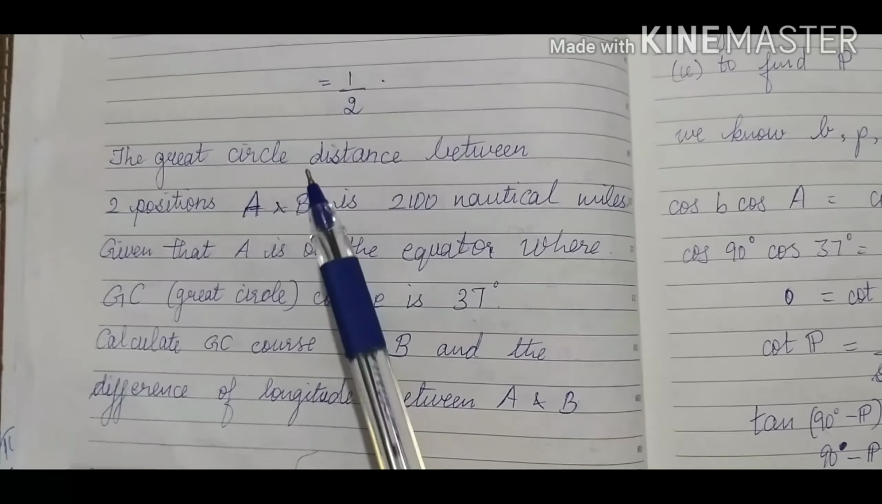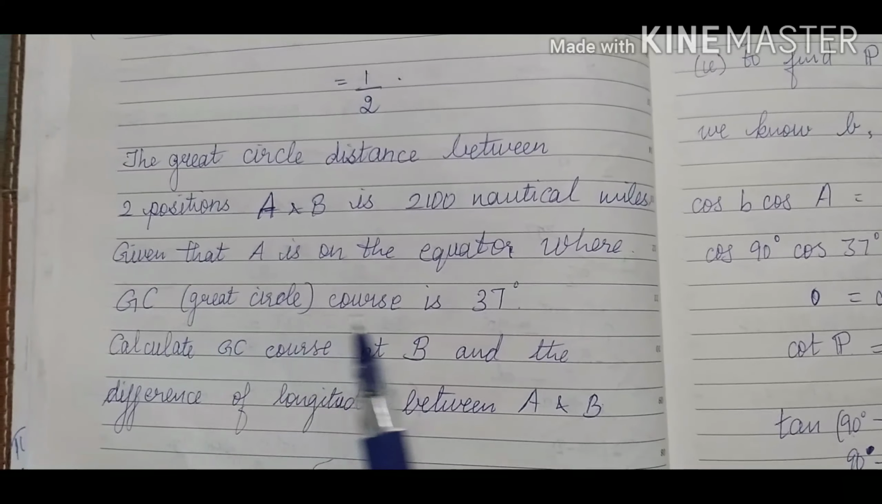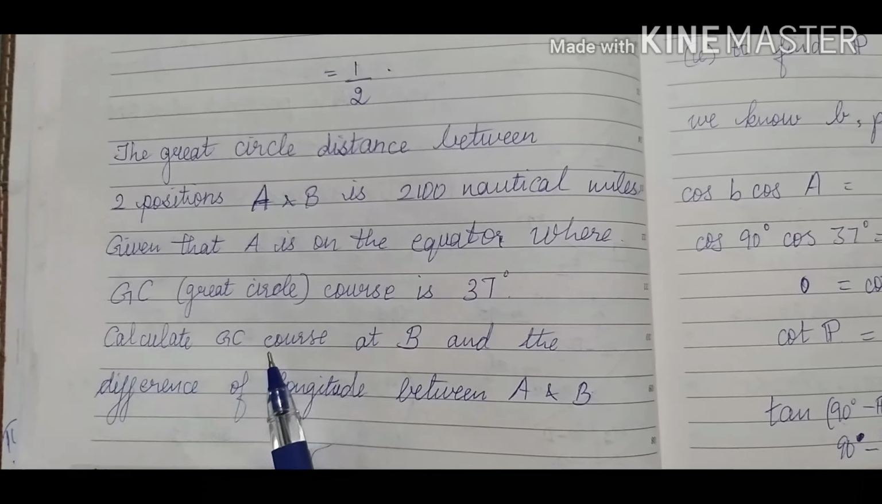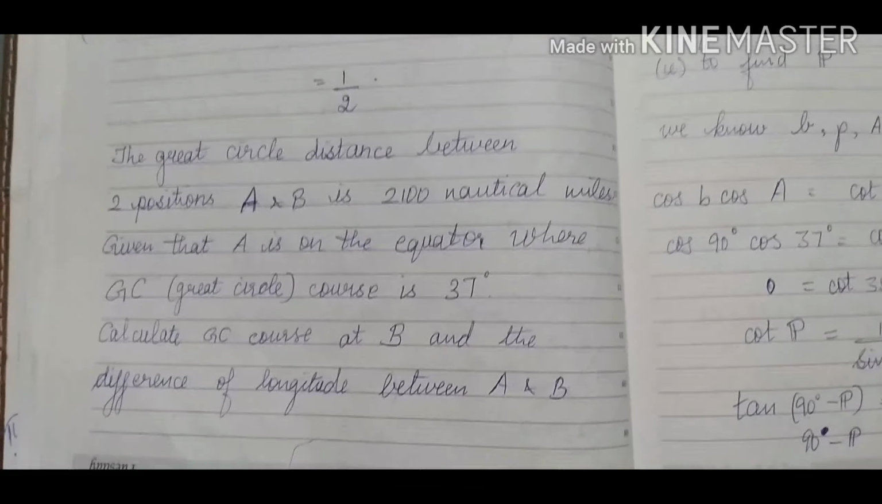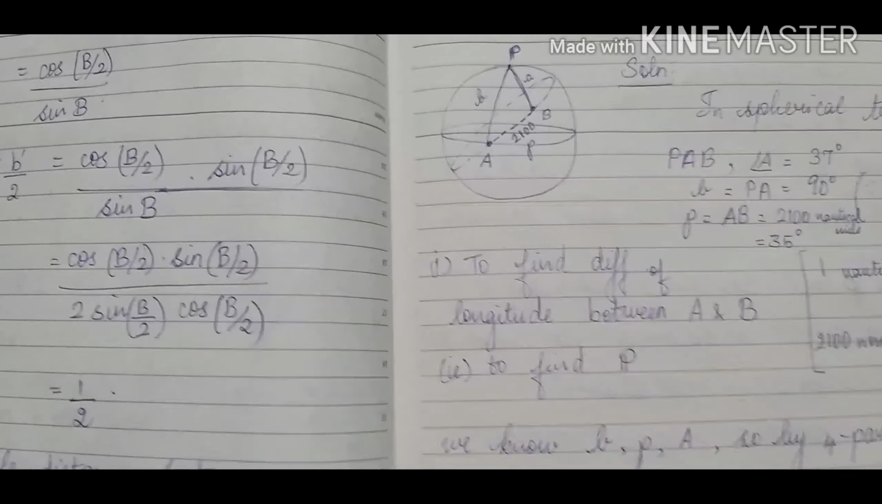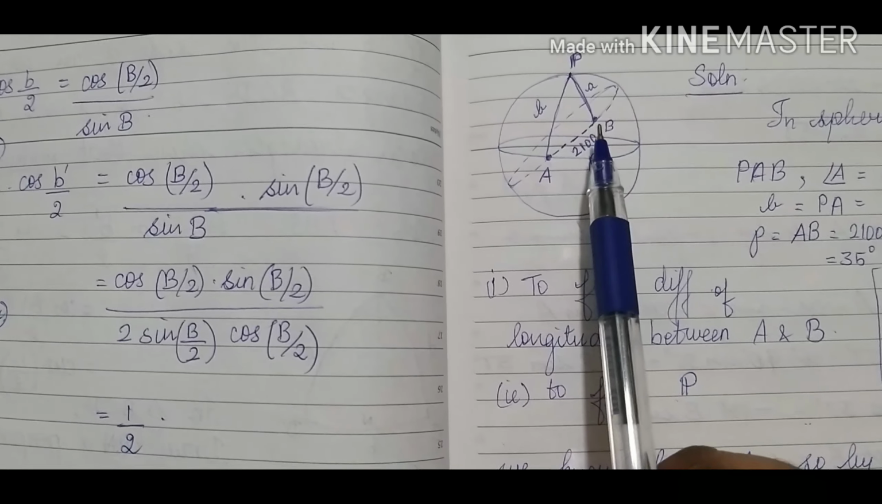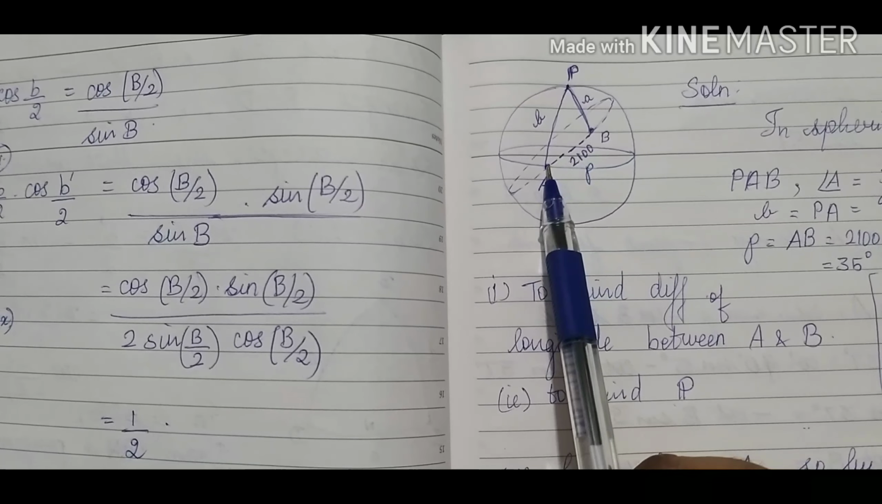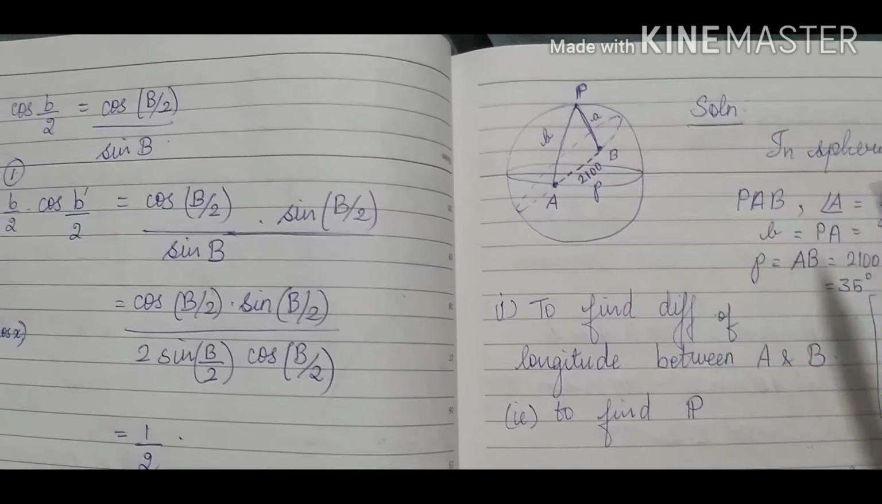The great circle distance between two positions A and B is given to be 2100 nautical miles. Given that A is on the equator, where the great circle course is 37 degrees, calculate the GC course at B and the difference of longitude between A and B. Now I have depicted this question in a diagram. We were given that A is a point on the equator and B is some other point. It's not particularly mentioned to be on the equator, so I have just taken it somewhere else. And the distance between these 2 points is given to be 2100 nautical miles. We were asked to find the difference in longitude between these 2 positions.